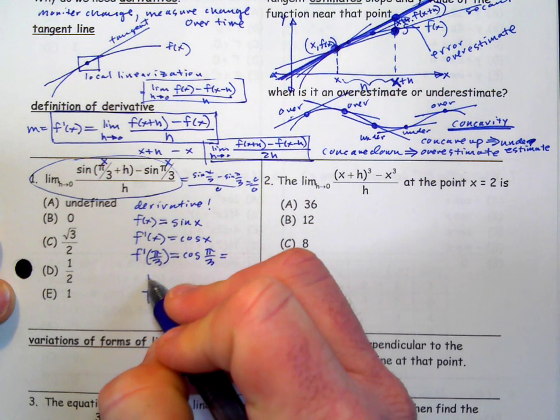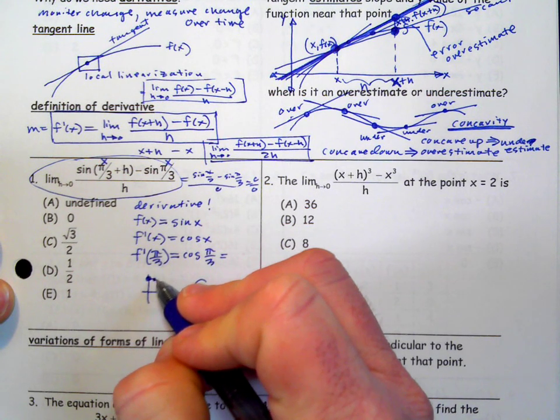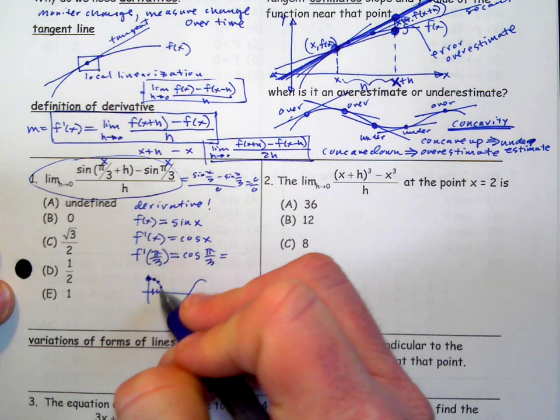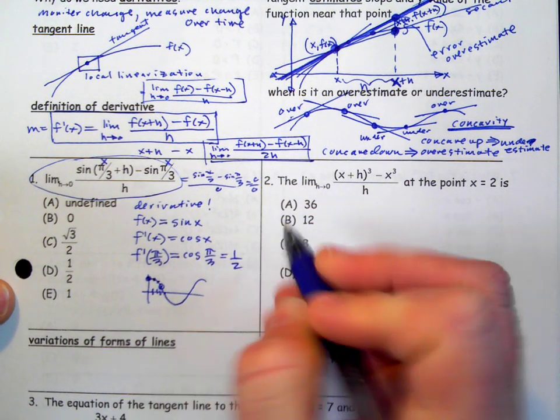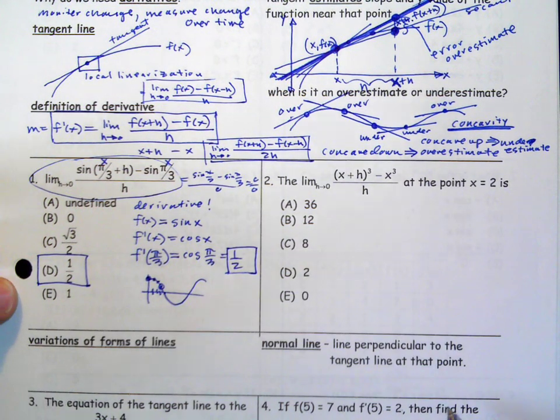Now, hopefully, I don't know if you're rusty in your trig. This is a cosine curve. 1, root 3 over 2, root 2 over 2, 1/2, 0, pi over 6, pi over 4, pi over 3. So this is the one we want. That's 1/2. You got to know basic trig for the AP test.